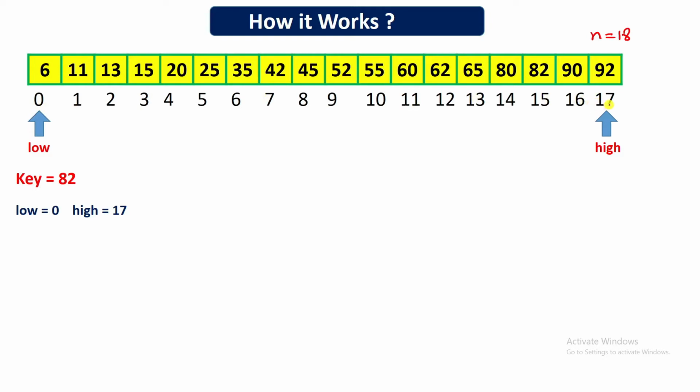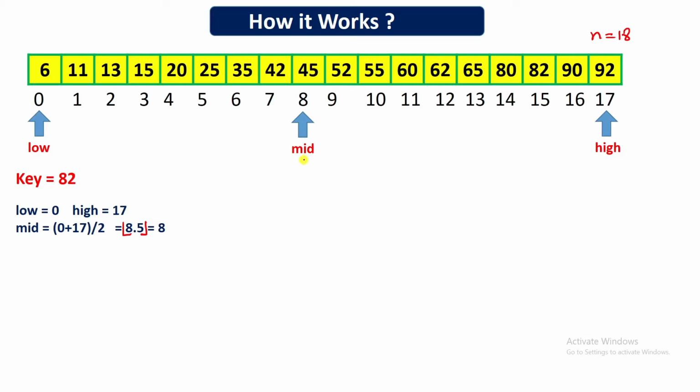I will find the midpoint of this range. The midpoint of 0 and 17 is 0 plus 17 by 2, so it will be 8.5. Now binary search says I will just take the integer part, so you are taking the floor of 8.5. The floor will be 8. So this is called the midpoint of the range 0 to 17, and at the midpoint, 45 is present.